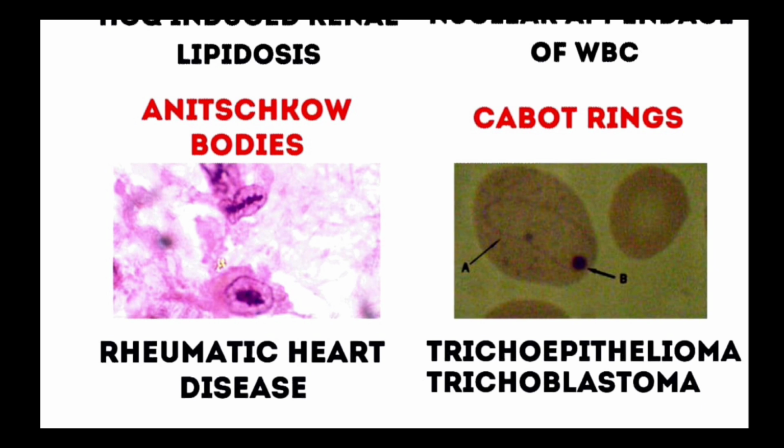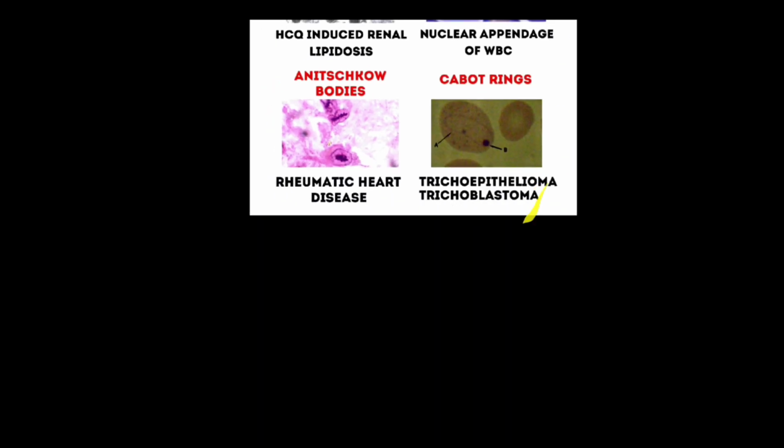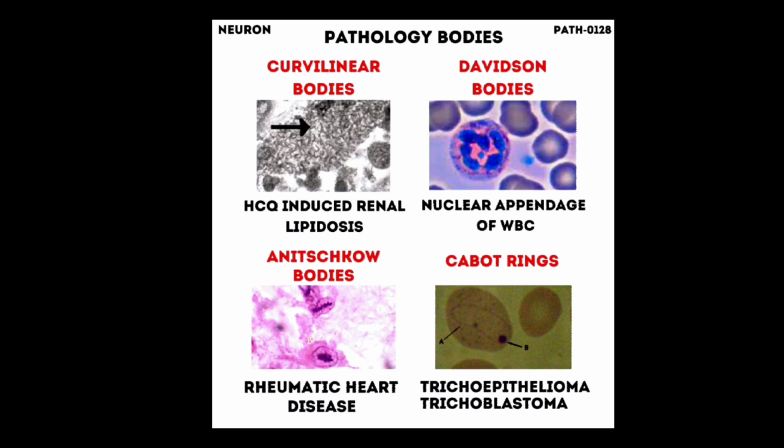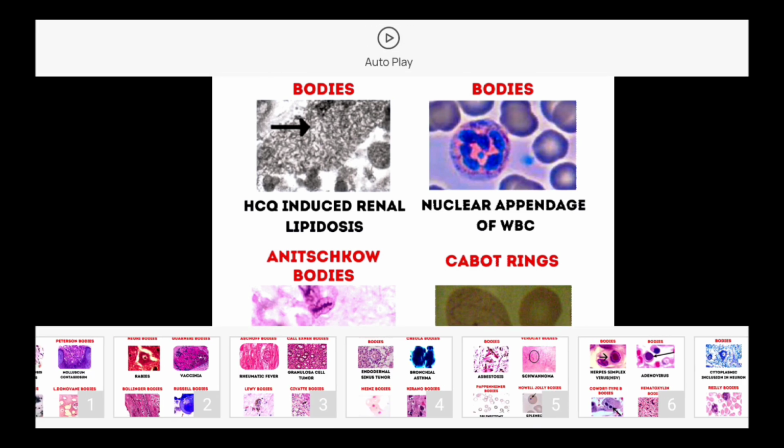Next is Cabot rings. Cabot rings are seen in trichoepithelioma and trichoblastoma. Okay, we have reached the end of this video. Once we do revision, you can go through them.